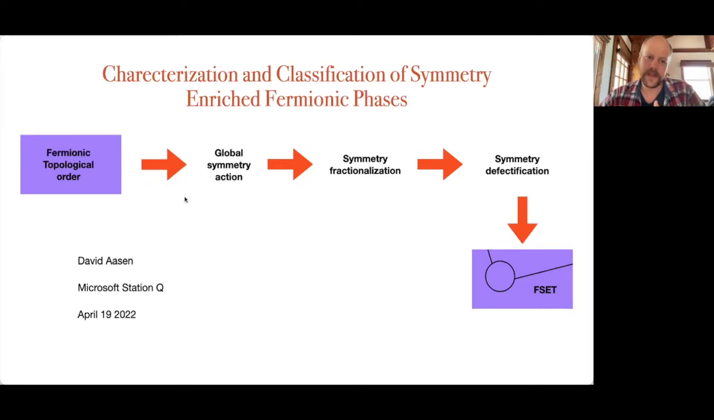So this is a rough outline of the talk that I presented here. After a few slides of introduction, I will describe the algebraic description of fermionic phases in the absence of symmetry, and then discuss how we start including more and more structures of symmetry into these topological phases. So starting with global symmetry action, and then how the global symmetries localize on particles, and then how we introduce external symmetry defects, and then ending with the full classification and algebraic description of these phases.